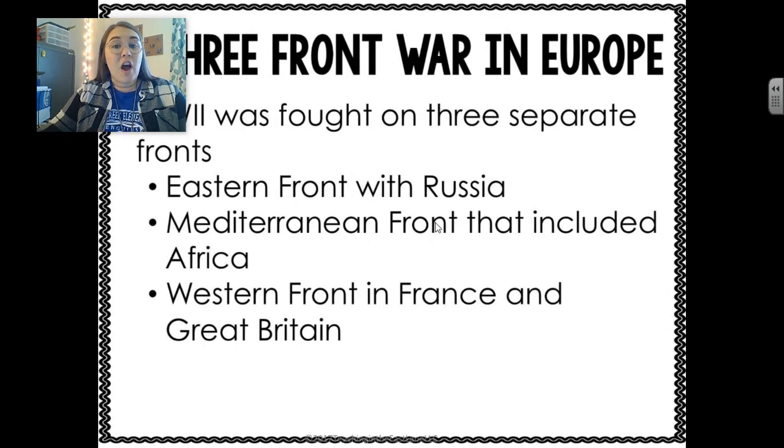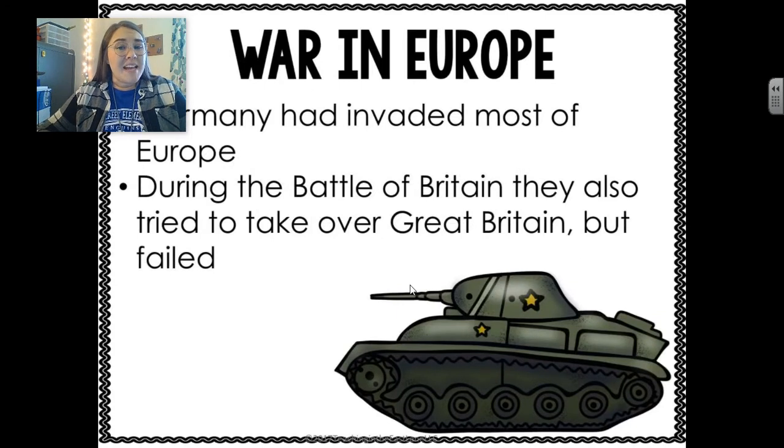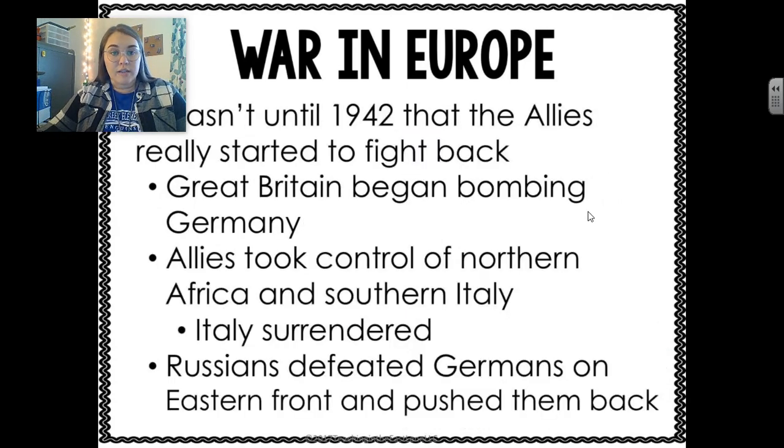World War II was fought on 3 separate fronts, or in 3 separate places. In the east, it was fought with Russia. In the Mediterranean, it included Africa, and the western was in France and Great Britain. Germany had invaded most of Europe. During the Battle of Britain, they also tried to take over Great Britain, but they failed. So Germany was really trying to take over a lot of territory.